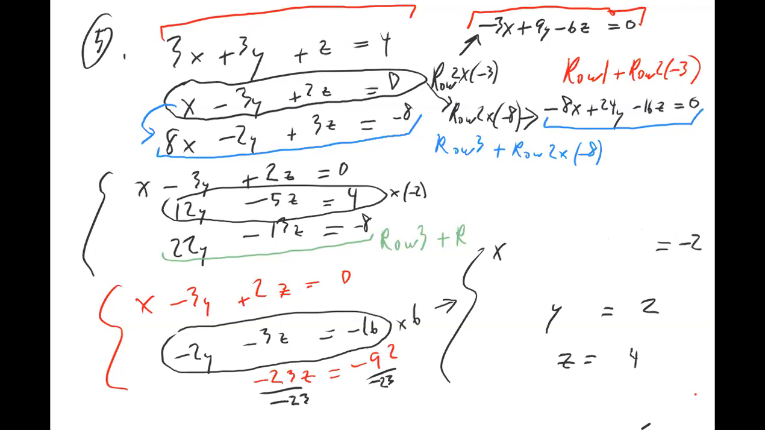So the solution is negative 2, comma 2, comma 4, because you have to find x, and then y, and then z. Let's go ahead and try to review problem number 6.